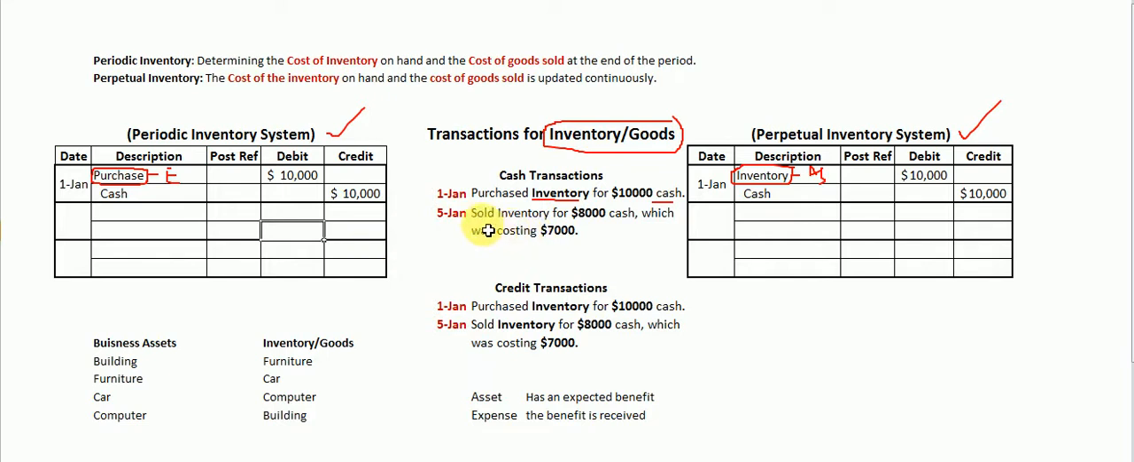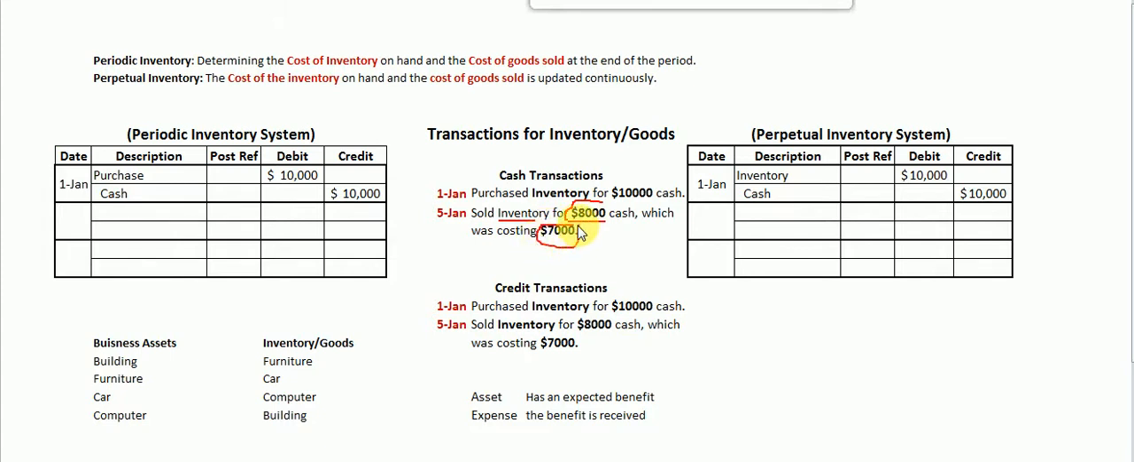Now we are coming to the second entry, January 5: sold inventory for $8,000 cash, which was costing $7,000. Once again, let me analyze this transaction. We have sold inventory, and how much was the sale price? This is the sale value, $8,000. But the inventory which we sold for $8,000 was costing $7,000. This was the cost. It means we have earned $1,000 in this transaction.